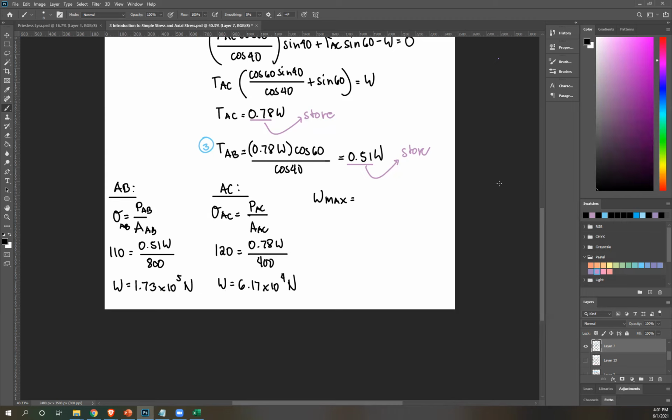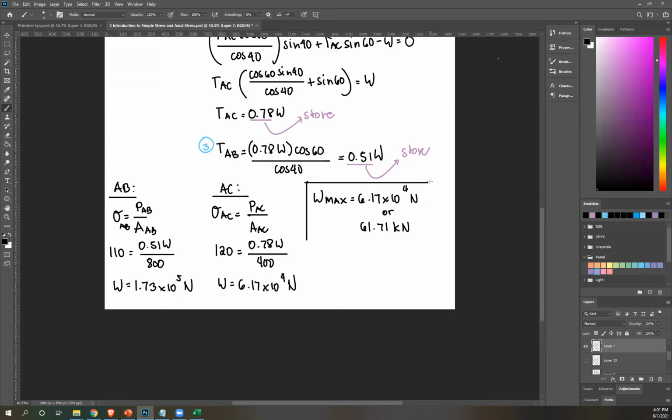Maximum safe value. The correct answer is AC. It's 6.17 times 10 raised to 4 Newton, or 61.71 kilonewton.